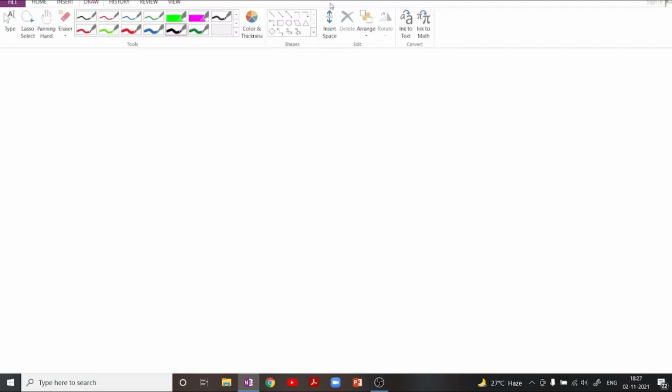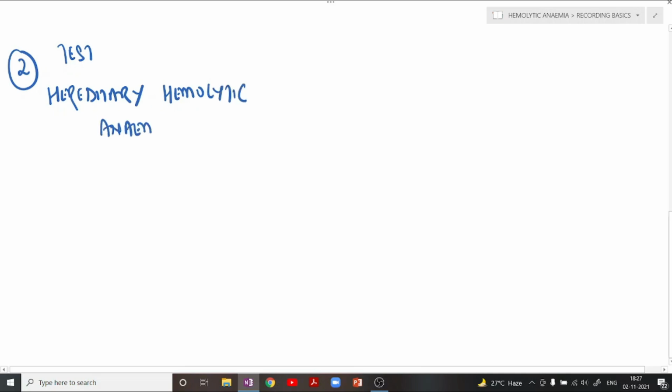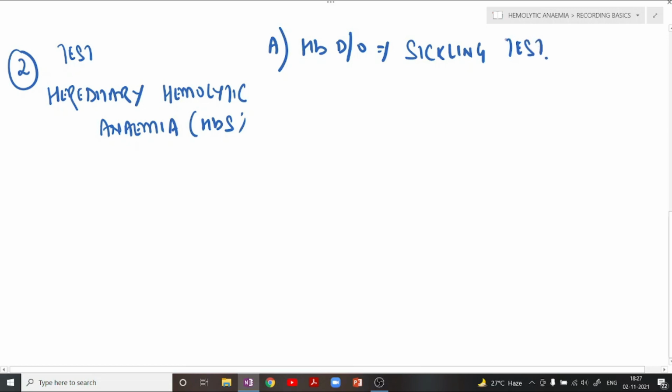Now the second special test that we can do over here is the test to detect hereditary hemolytic anemia. Which test are you going to do to detect hereditary hemolytic anemia, for example sickle cell anemia? It is done for hemoglobin disorders. For example, one test is the sickling test. Now details of all these tests will be discussed when we do the individual hemolytic anemia chapters.